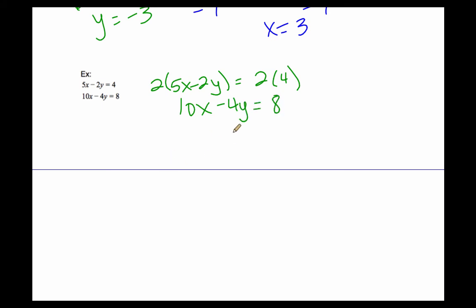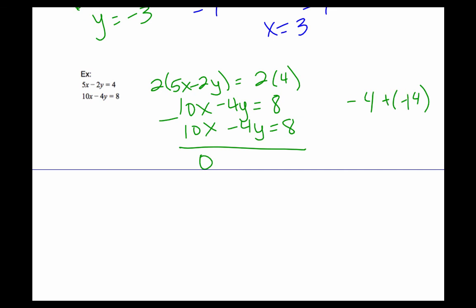Now, hopefully you're noticing something here, that when I multiplied this by 2, it became this. Okay, so now I have the exact same thing. Well, if I want to eliminate, let's say, the x, how would I do that? How do I make 10 and 10 be 0? I don't add, I subtract. So 10 minus 10 is 0. Negative 4 minus negative 4 turns into plus, so that's 0 also. And 8 minus 8 is 0. So what do I have? I have 0 equals 0.